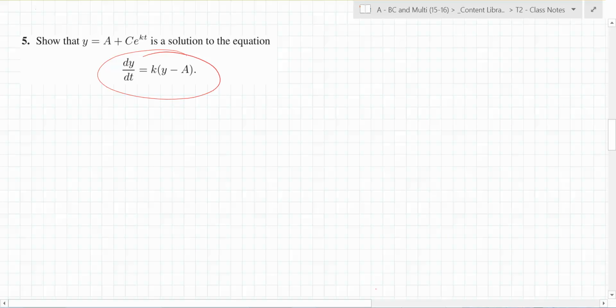One word. What's it asking you to do? Yeah, one word. Integrate. Who said that? That was you? Yeah. Good job. It's asking you to integrate. That's what it's asking you to do. Or you can differentiate.